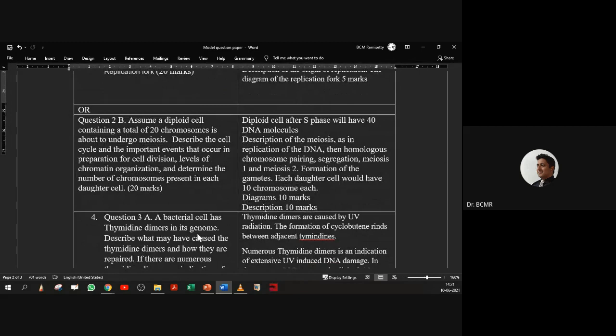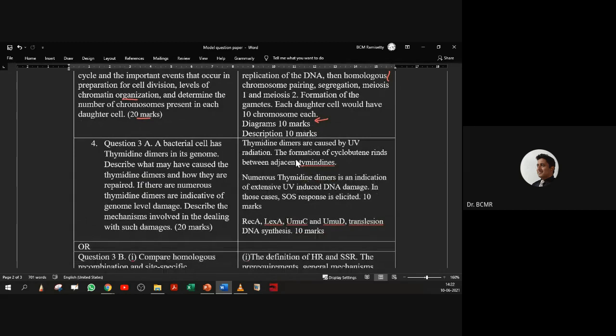So in question 2b, I could ask about cell division. We did some problems based on that, meiosis or mitosis. And the other part of it is also about chromatin organization, right? So it is 20 marks. And then you will have to do some calculations and so on, and diagrams and description. Diagrams itself have 10 marks there. Sometimes you have to draw the diagrams, without which you would not be able to explain properly.